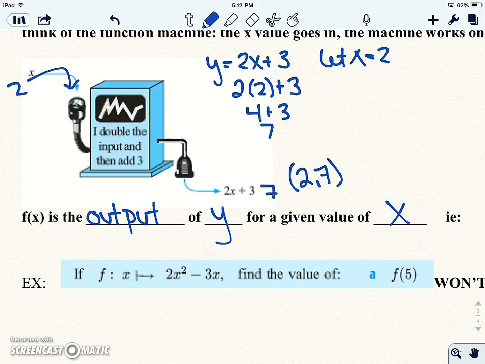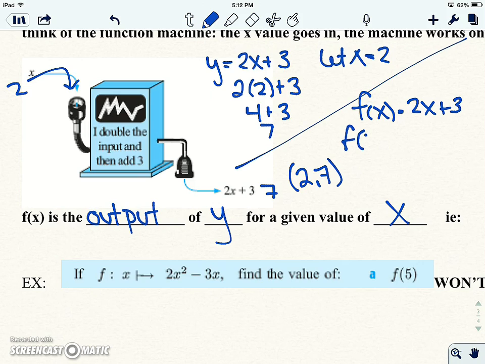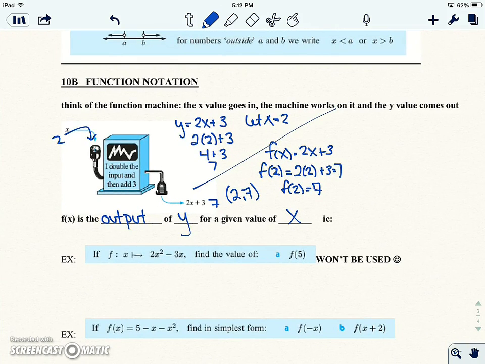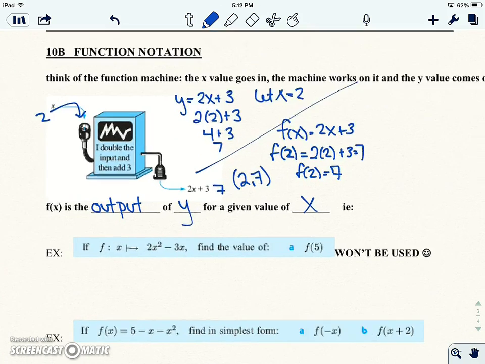Another way you might have seen it is f of x. This is function notation. f of x equals 2x plus 3. And we say find f of 2. It means the same thing. Put 2 into the machine. It would still spit out a 7. So you could say f of 2 is 7.